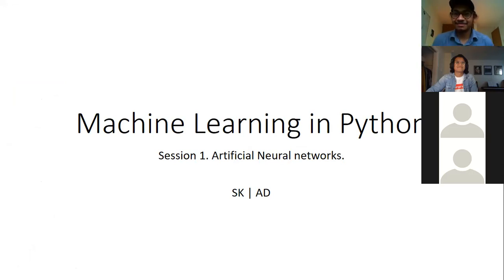So welcome everyone to this session on machine learning in Python. This is going to be a session of four parts, as we had mentioned in the mail. So this will contain artificial neural networks, convolutional neural networks, generative adversarial networks, and Bayesian optimization and hyperparameter tuning in the last part. In this part, we'll focus on more or less the basics of machine learning, and more specifically artificial neural networks. I'm Sahil, and Alrick will be joining us for the later half. So let's get into it.